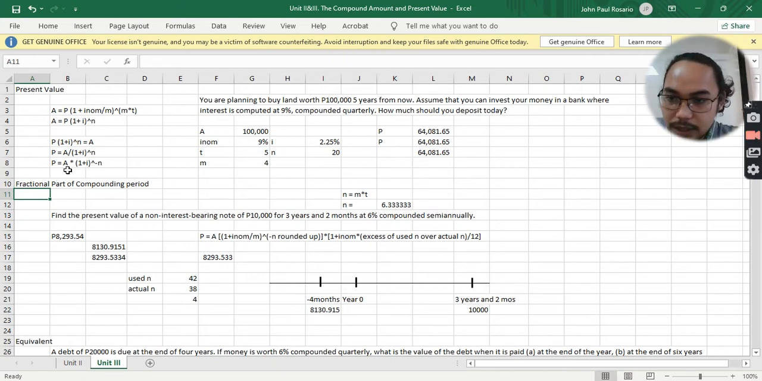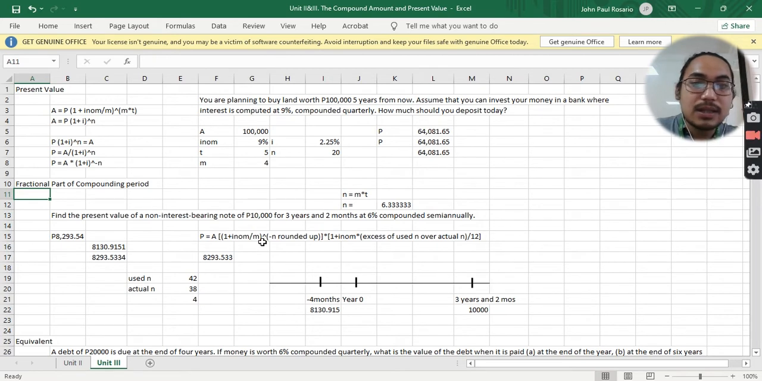So for example, in this case, find the present value of a non-interest bearing note of 10,000 for 3 years and 2 months at 6% compounded semi-annually. Do not be fooled by the term non-interest bearing note. So here, our N is again M times T.